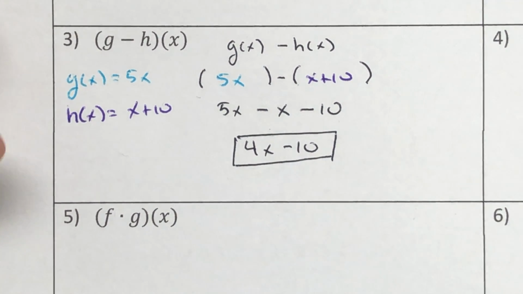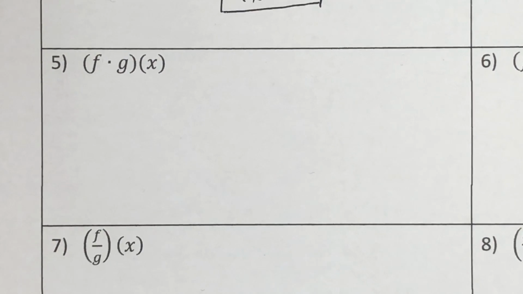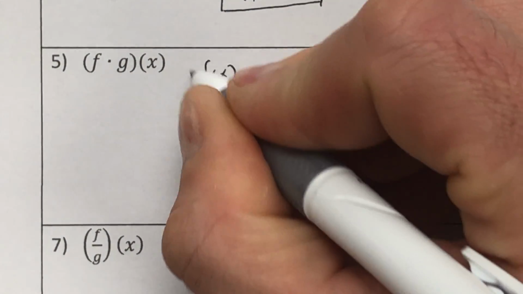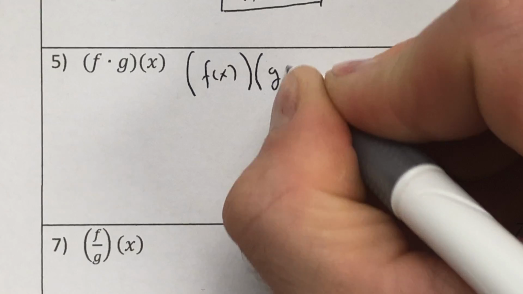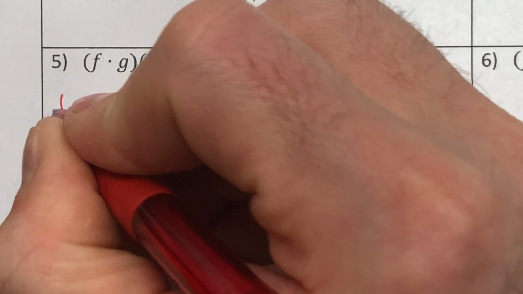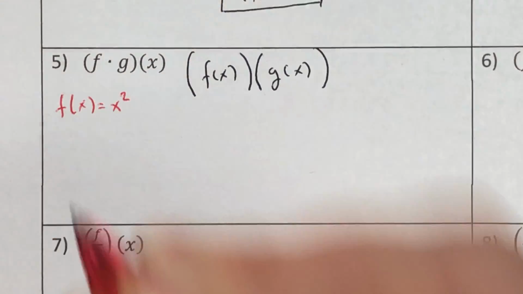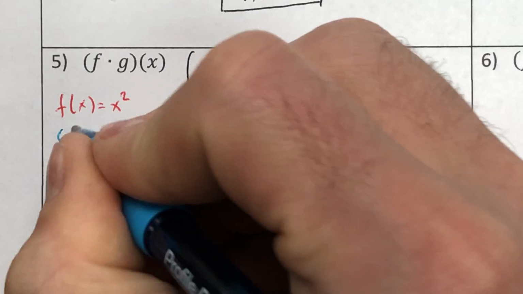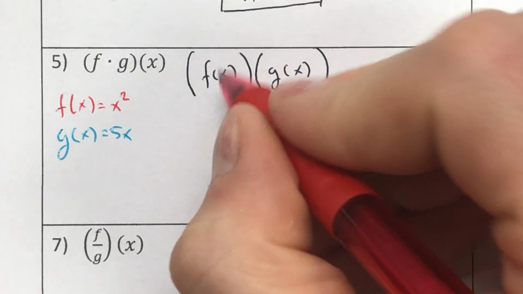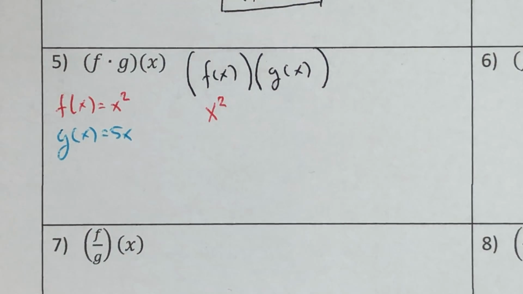Perfect. Now, if we can add or subtract them, we can definitely multiply and divide them. So let's take a quick look at number 5. So we have f times g of x. What that means is we're going to take our f of x, and I'm going to multiply it times our g of x, which means I'm going to need to define f and g again. So if f is x squared and g is 5x, what we are going to do is take x squared and multiply it times 5x.